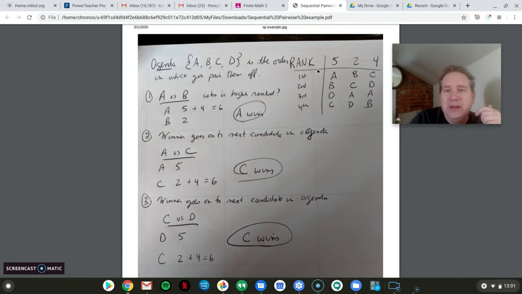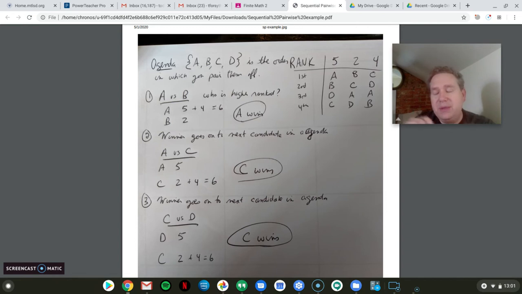And this is the chart. This is the rank. You have 5 voters who have this preference of candidates, 2 voters with this preference of candidates, and 4 voters with this preference of candidates. Sequential pairwise means that you're pairing them up. So we're never looking at it as a total Borda count. We're not using the Hare system where we're eliminating. We're only ever doing one-on-one races.